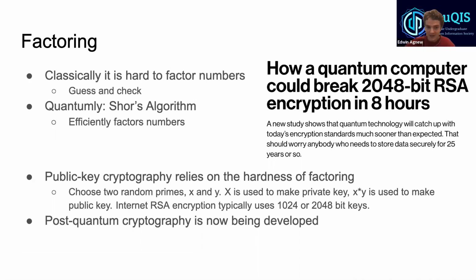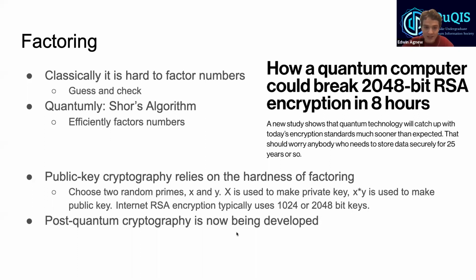So the basic idea is two people will choose two random prime numbers, say X and Y. X will be used to make what's called the private key, which you keep yourself, and then X times Y will be used to make the public key, which being public means you can publish it anywhere. And because it's so hard to factor X times Y back down to X, it's assumed that no one's ever going to guess your private key. And so your transactions are safe, your passwords are safe, and everything like that.